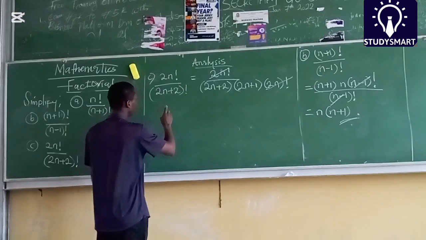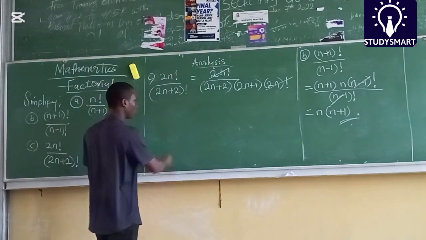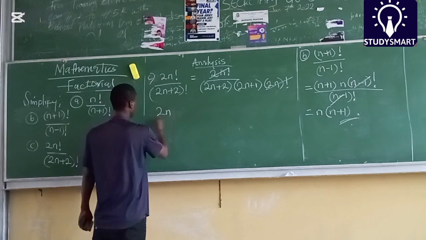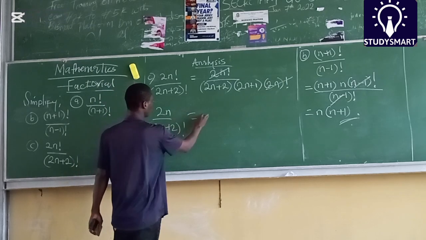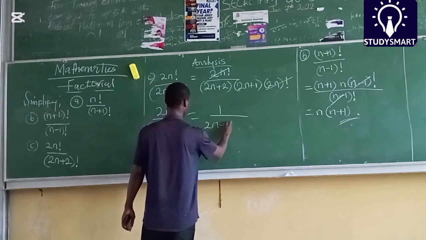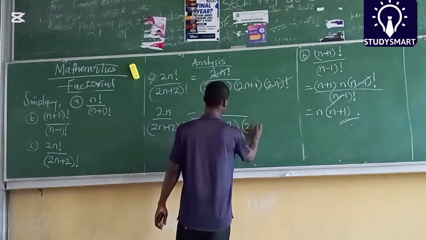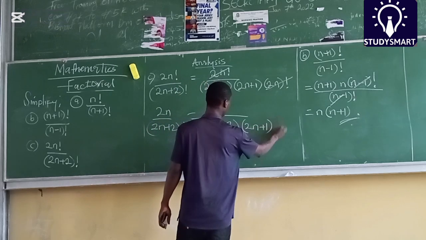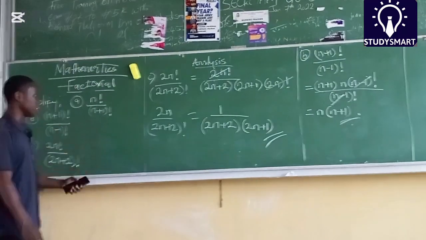So it means that 2n factorial over 2n plus 2 factorial is equal to 1 over 2n plus 2 into 2n plus 1 as our answer. So you see how simple and easy it is.